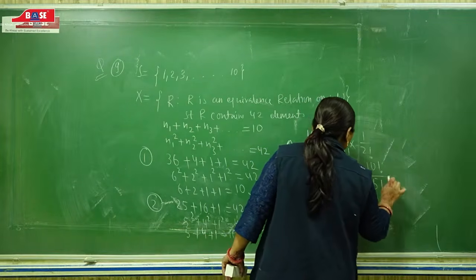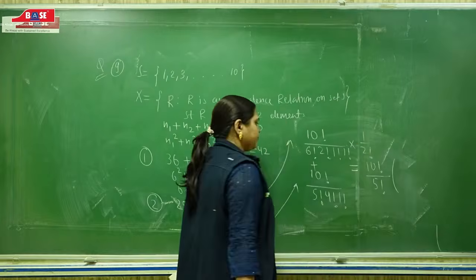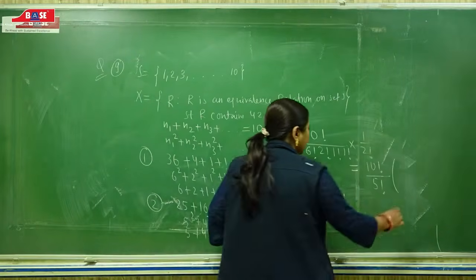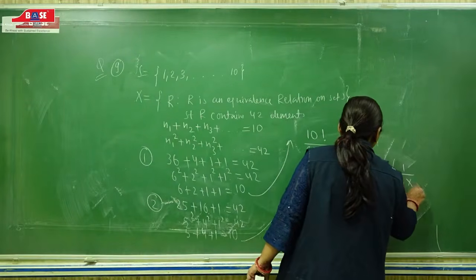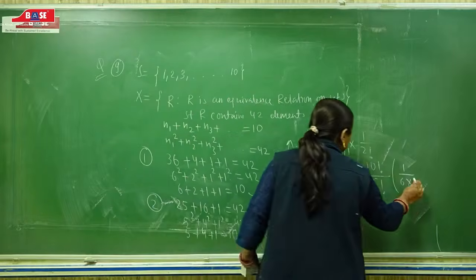So if I am taking 10 factorial upon 5 factorial, now what I am left with, everyone, over here. So I am left with over here. Now here 1 by 6. Now this is 2 factorial, 2 factorial. 2 factorial is just 2, so that will be just 4.